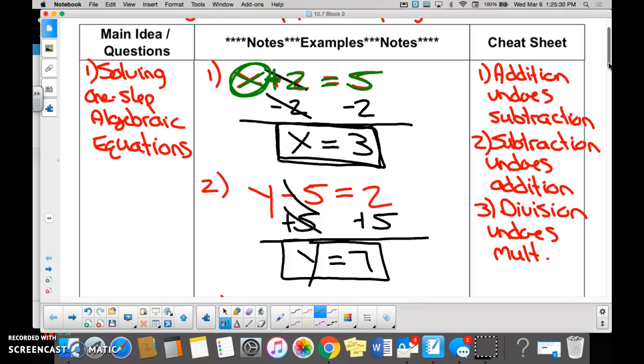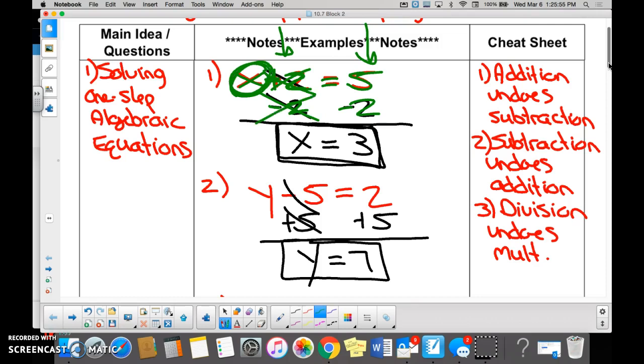What do I have to do with this positive 2 here? How do you undo addition? You use subtraction. So we subtracted 2, right? And because we subtracted 2 on this side of the equation, do we have to subtract 2 on this side of the equation? Yes. Because equation means equal. So you've got to be equal on both sides. So 2 cancels out, 2 cancels out. What's 5 minus 2? 3.